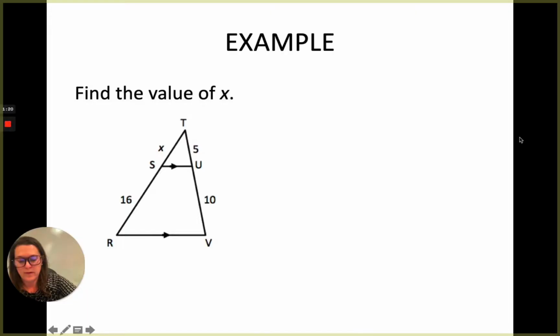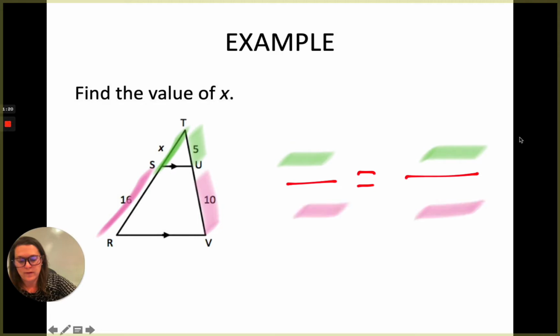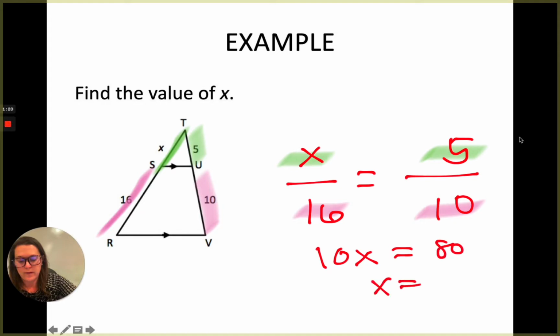So find the value of x. We have a line that is parallel. I'm going to stick to my color. So I've got my two sections of green, and then we've got our two sections of pink, right? So I can make two fractions and set them equal to create a proportion. So I'm going to do my greens on top in the numerator and my pinks in the denominator. So what numbers go there? So I have an x and a 5, and I have a 16 and a 10. Well, we can easily cross multiply that. 10x is equal to 16 times 5, which is 80, so x is equal to 8.